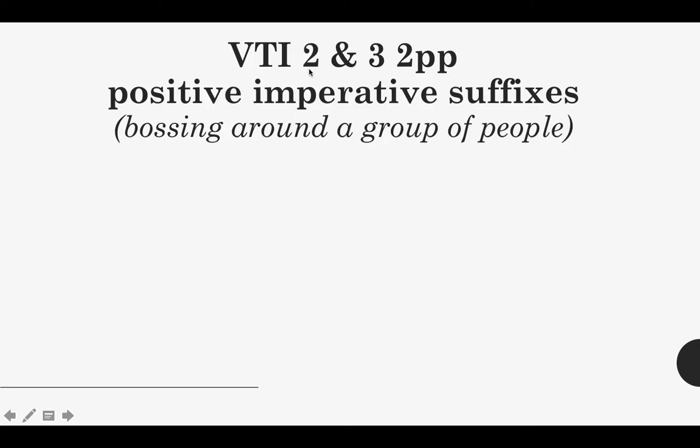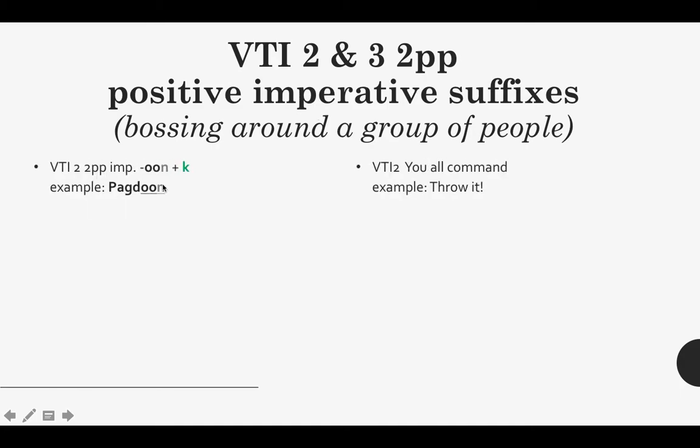Next, we're doing our VTI 2 and VTI 3s in second person plural commands. So those are the ones that have an OON ending and IN ending. For our VTI 2, our OON ending, we're using pugdon, throw it. And this one, instead of replacing the N sound with a muk, we're just replacing the N sound with a K sound. So this is our ending, and then there's what we're going to replace there.